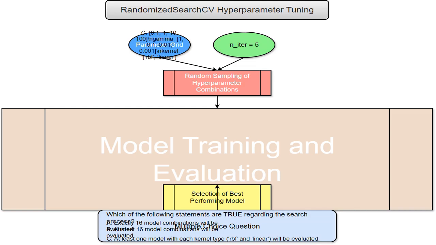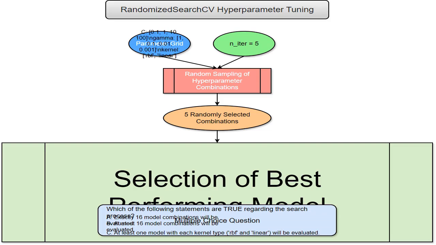After choosing the 5 random hyperparameter combinations, an SVM model is trained using each combination. Then each trained model is tested on the data, and its performance is measured using a specific evaluation metric, not specified in the problem, but that's okay. Essentially, we build 5 different SVM models using different settings and compare their performance in order to find the best one. Once all 5 models have been trained and evaluated, RandomizedSearchCV selects the model with the highest performance score based on the chosen evaluation metric.